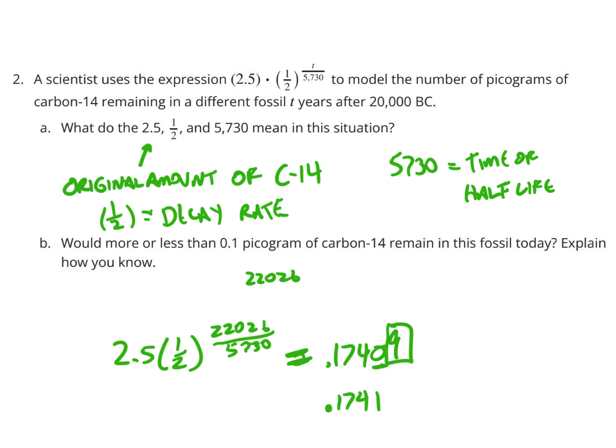And no, more than 0.1 picogram would remain. So this is more: 0.17 is more than 0.10. And if we don't remember how to compare numbers, all you have to do is add zeros. How much would you rather have, 1741 or 1,000 if it was in dollars? You would rather have a bigger number.